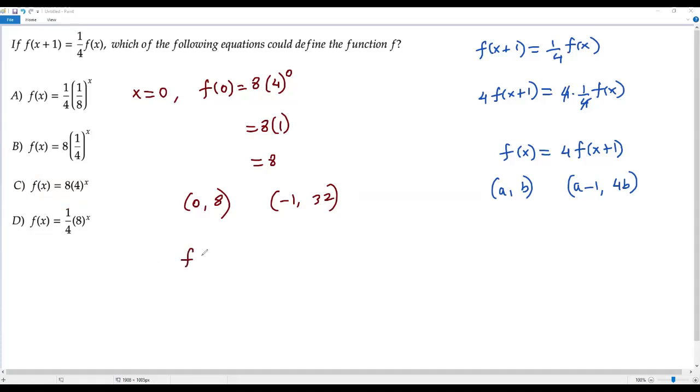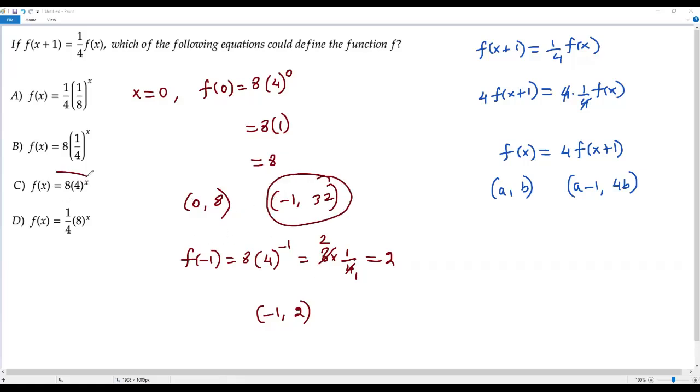Let me verify. That is f of negative 1 equals 8 times 4 to the power of negative 1. So 4 to the negative first power can be written as 1/4. So 4 goes into 4 one time, 4 goes into 8 twice, I'm getting 2. That is, when I plug in x equals negative 1, I'm getting 2. So I don't get the point (-1, 32) on the graph of f of x in option C. So the function we have in option C does not define the function f. So now let's verify option D.